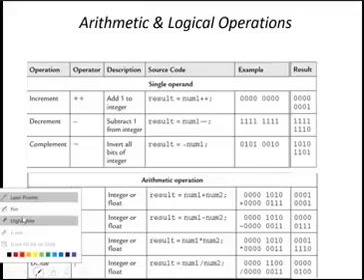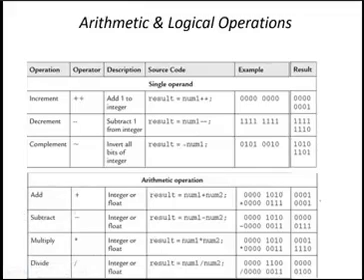Same goes for the top. And then the complement. The complement means invert the whole thing, the whole bit. If it is 0, 1, 0, 1, it means that 0 will become 1, 1 will become 0. Same goes for the rest of the bits.